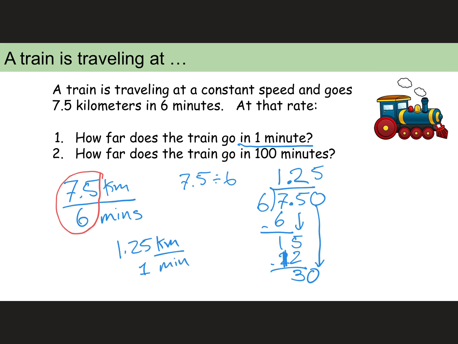That's its unit rate. And then to find how far does it go in 100 minutes, I would only have to multiply that by 100. I know it goes 1.25 in 1 minute. Multiply by 100, and I would get, I'm going to put the answer over here, 125 kilometers in 100 minutes.